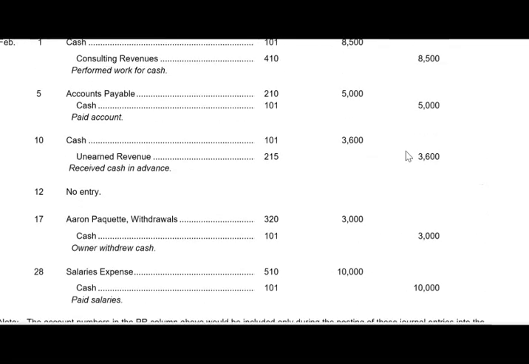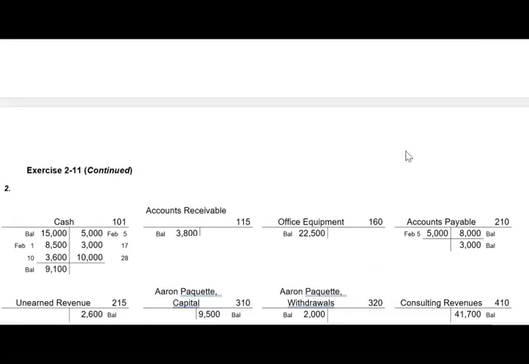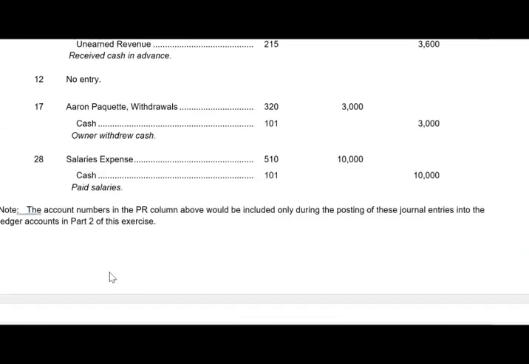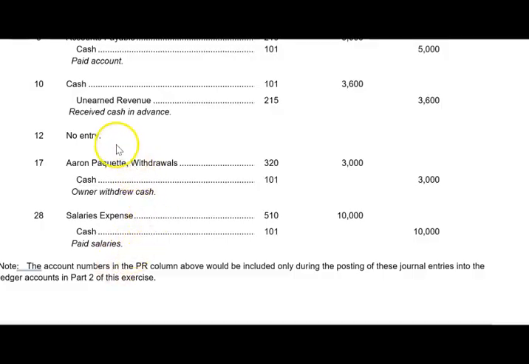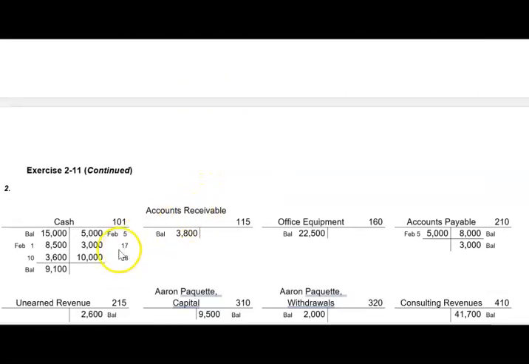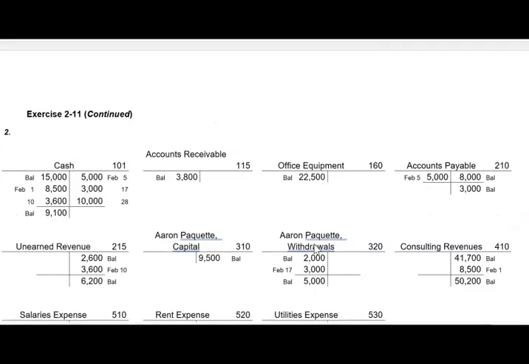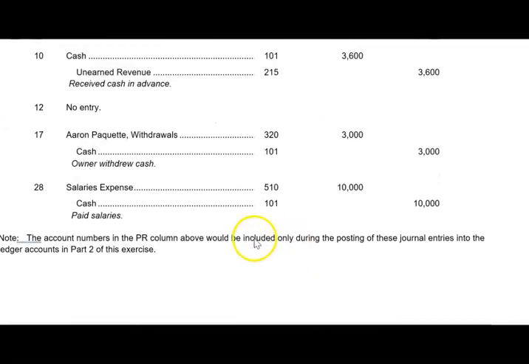The 10th, we have cash and the unearned revenue. So we have cash of 3,600 for February 10th, and our unearned revenue, which is a liability, for 3,600 on February 10th as our credit. No entry for the 12th. Aaron Paquette withdraws cash. So cash again on the 17th is being reduced by 3,000, and we have withdrawals of 3,000 being debited because it reduces the equity.